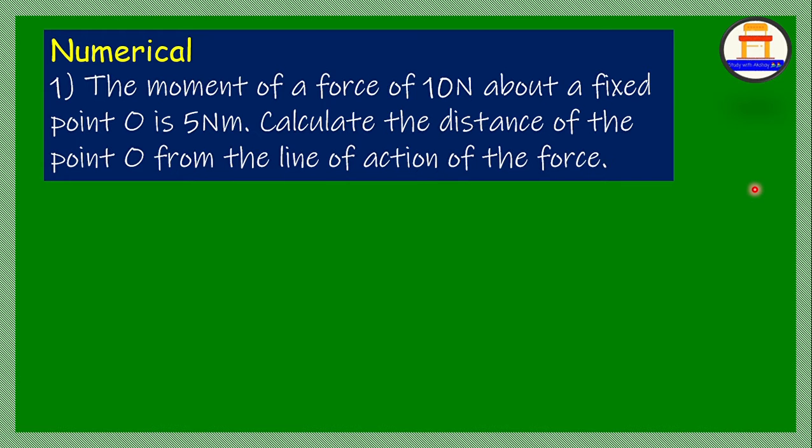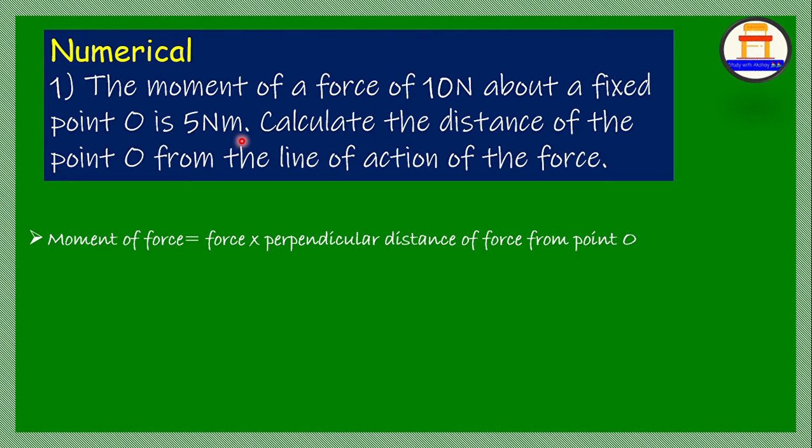Let's get started. With the first question, the moment of force of 10 Newton about a fixed point O is 5 Newton meter. Calculate the distance of point from the line of action of force. So basically what have they given? They have given us the force as well as the moment of force. We have to find the distance.